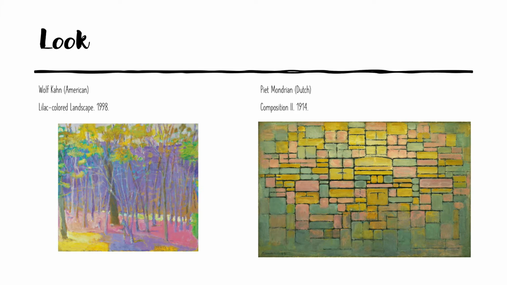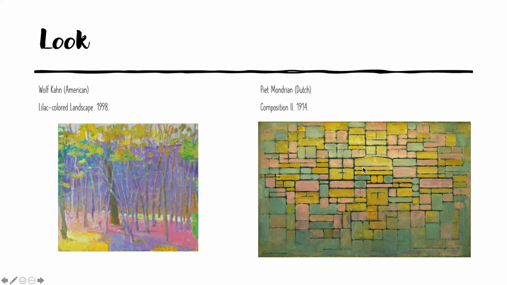Now we're going to look at these 2 paintings over here. We have this painting by the artist named Wolf Kahn, which was created in 1998, and this painting, which was created by the Dutch artist Piet Mondrian in 1914. So let's look at the paintings on this slide. These paintings look calm and quiet. Let's study both works of art to find different lines. Which way do you think the lines go in these paintings?